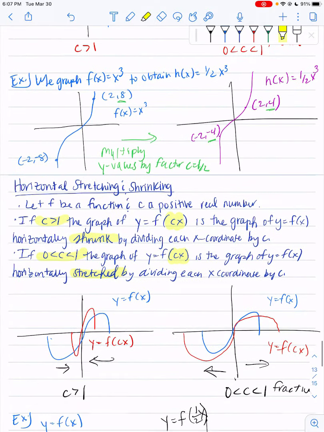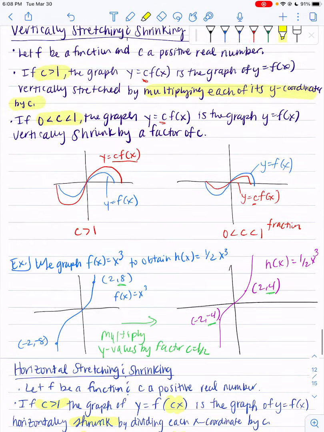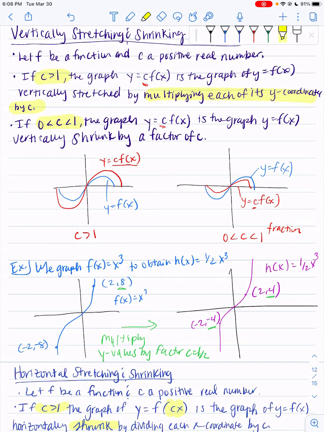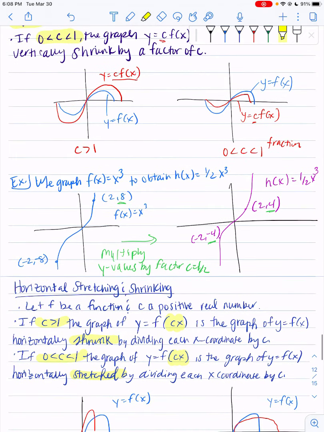Okay, so for example, we have f of x equals x cubed, to obtain h of x equals 1/2 x cubed. So the 1/2's on the outside, so that's going to be vertical. And since 1/2 is between 0 and 1, we're going to be vertically shrinking by a factor of c, by a factor of 1/2.